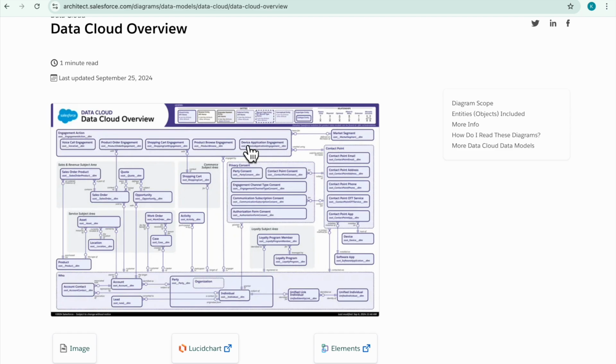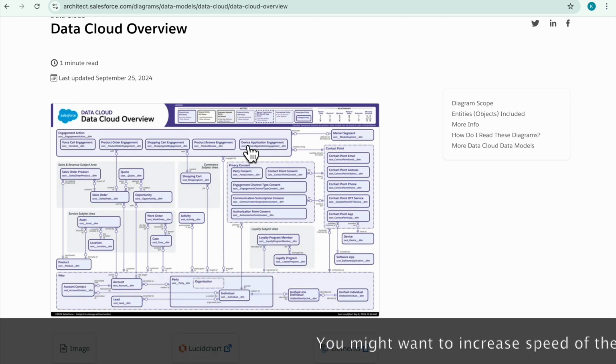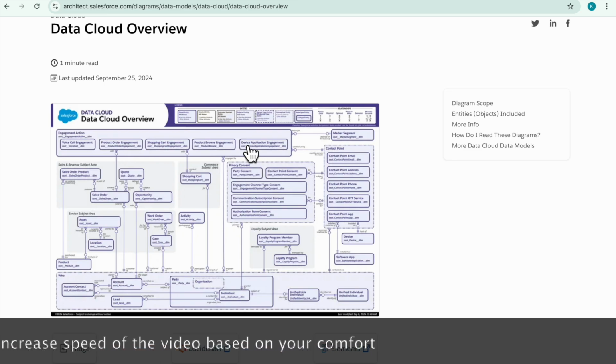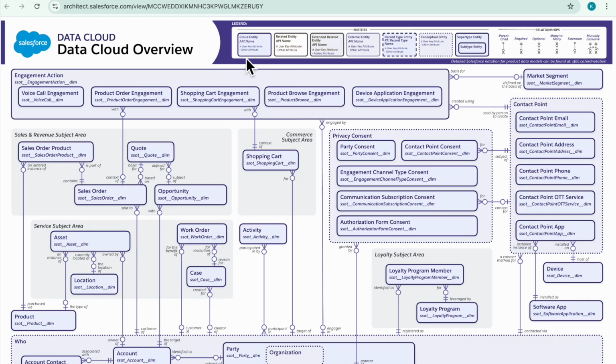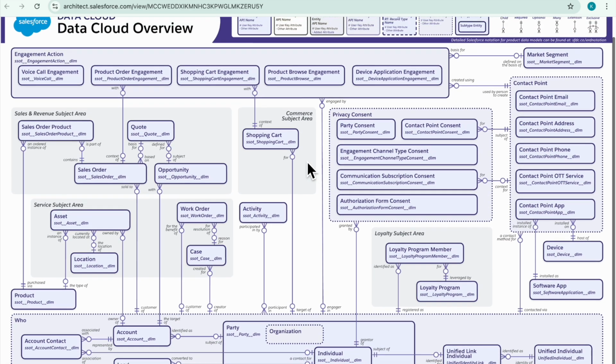Alright, you all must have got a fair understanding of entities, relationships and cardinalities. Let's take our understanding a bit further by applying our knowledge on a data cloud overview ERD diagram. As you can see in the legend, there are multiple different types of entities and relationships. But if you look deeper into them, they are pointing to what we have discussed previously in this video. So they are discussed at a more granular level.